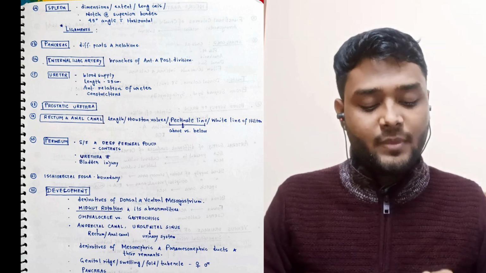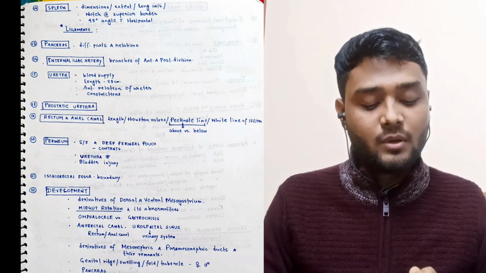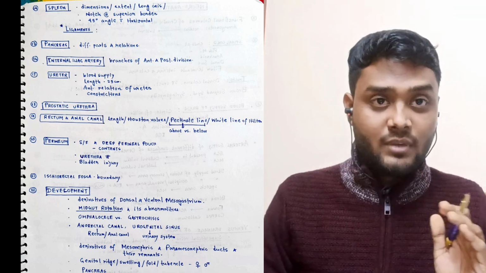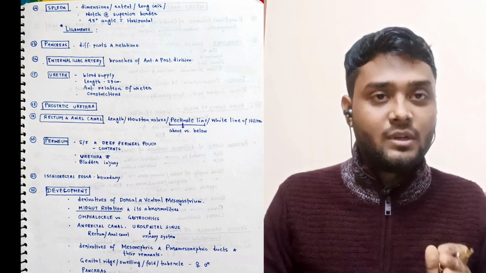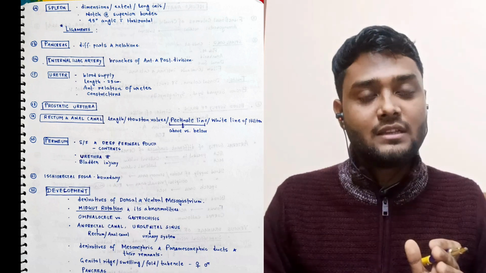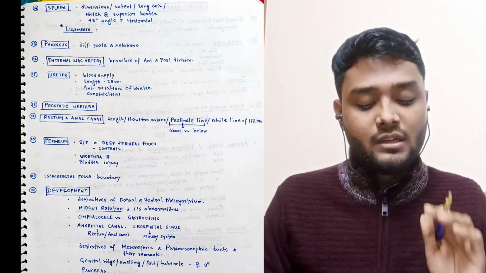Then read about the perineum, what are the superficial and deep perineal pouches, what are the contents of the superficial and deep perineal pouch, urethral injury and bladder injury, different levels of injury. In bladder, extraperitoneal and intraperitoneal injury, and in urethra, proximal urethral injury or distal urethral injury. What are the different clinical aspects, how you clinically differentiate them, read it. Then ischiorectal fossa boundary, it is important.